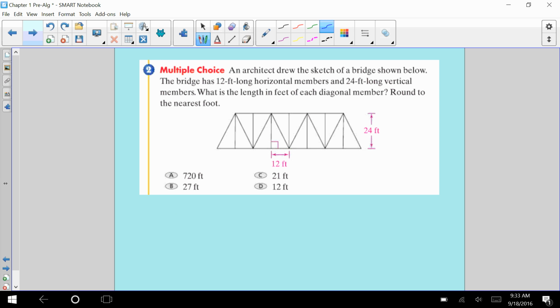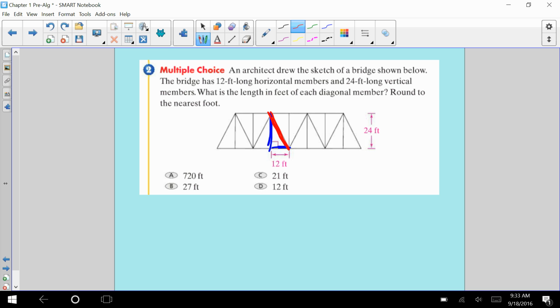Now, an architect drew the sketch of a bridge shown below. The bridge has 12-foot-long horizontal members, that's right here, and 24-foot-long vertical members, so that's those right here. What is the length in feet of each diagonal member? So we're looking for this length right here, round to the nearest foot.